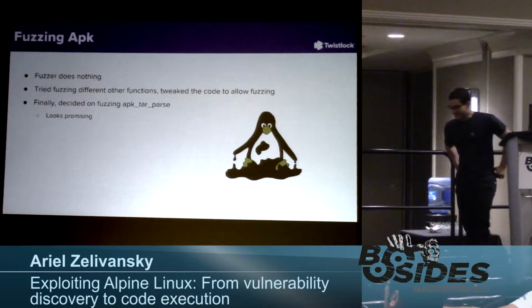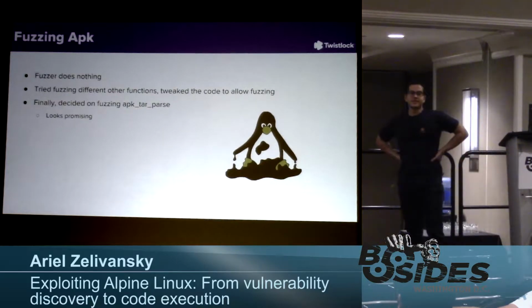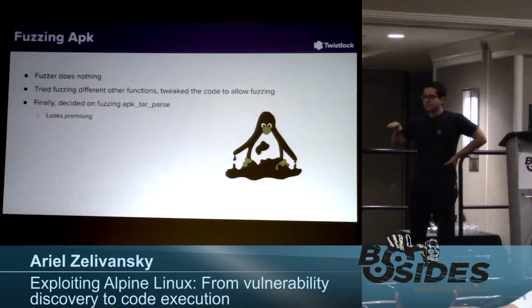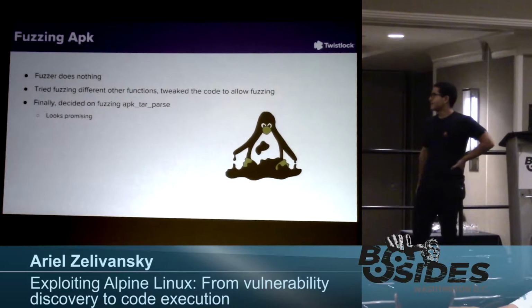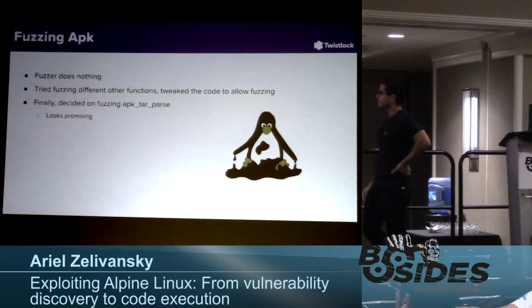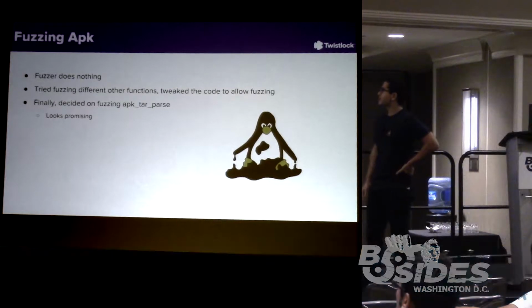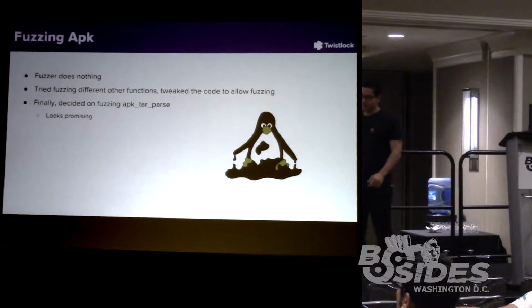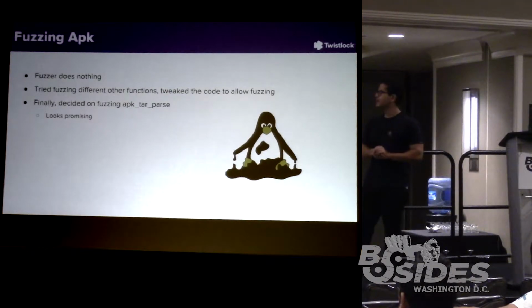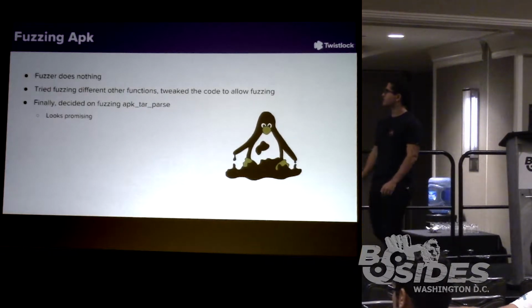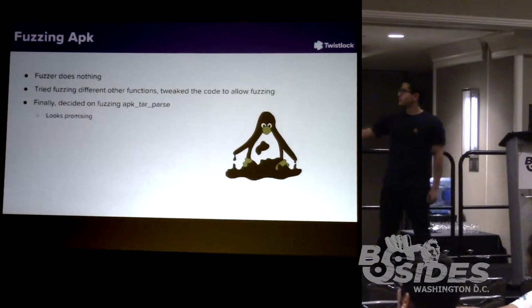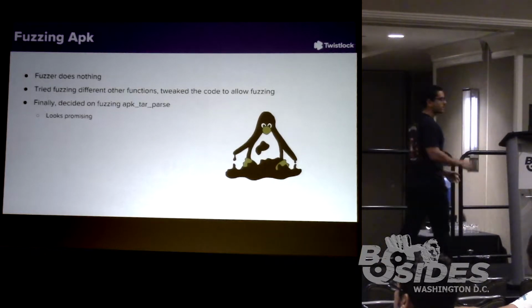And after a while, the fuzzer did nothing. AFL actually tells you that I'm not finding anything; it's all stuck. And it did have that line that said that it's not making progress. So it was stuck, and I tried fuzzing some other functions. And I kept looking into the code to find the exact function that's relevant for me, because it does a lot of stuff before reaching the top parsing. So I found apk top parse, which was the function that parses doubles.